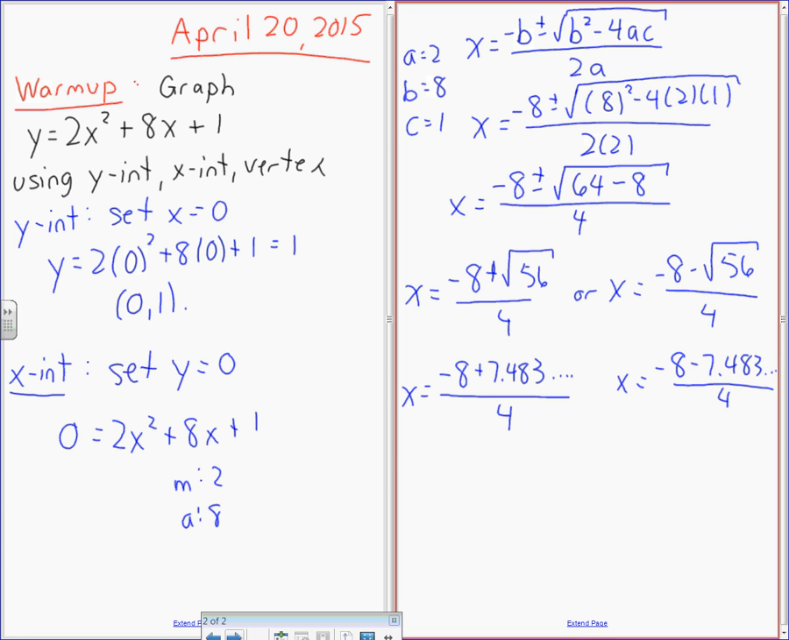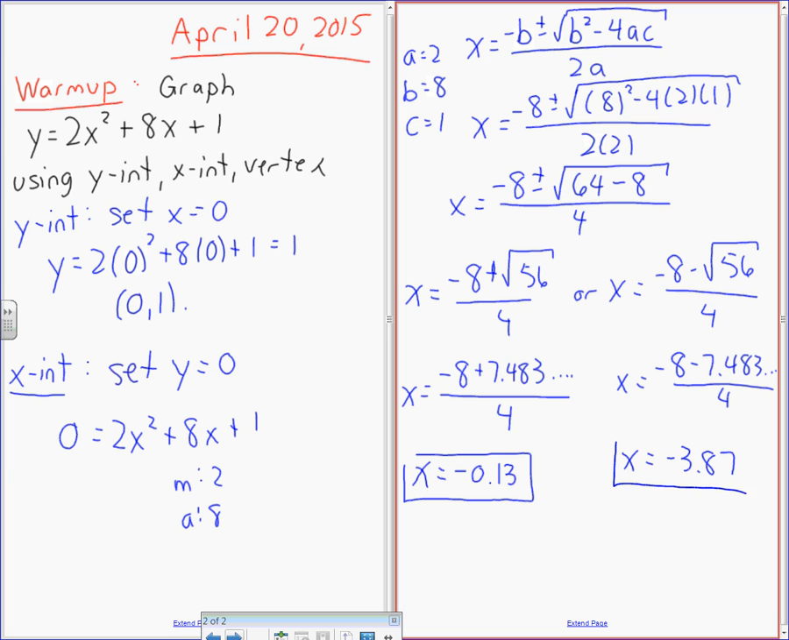All right, Noah, can you finish this one off, the 2 x-intercepts here? Did you get these? Nice. Negative 0.13 and negative 3.2.